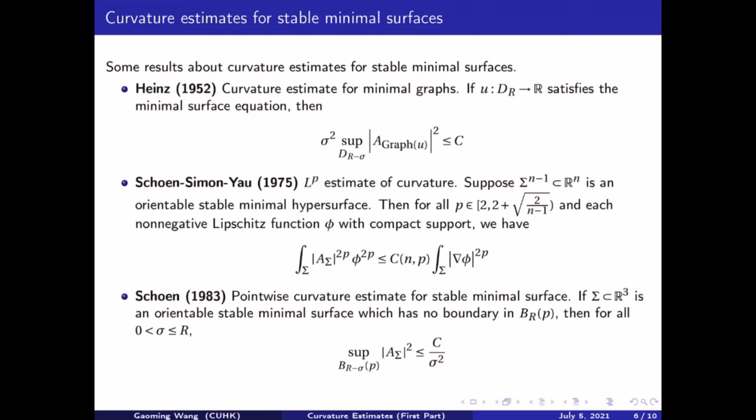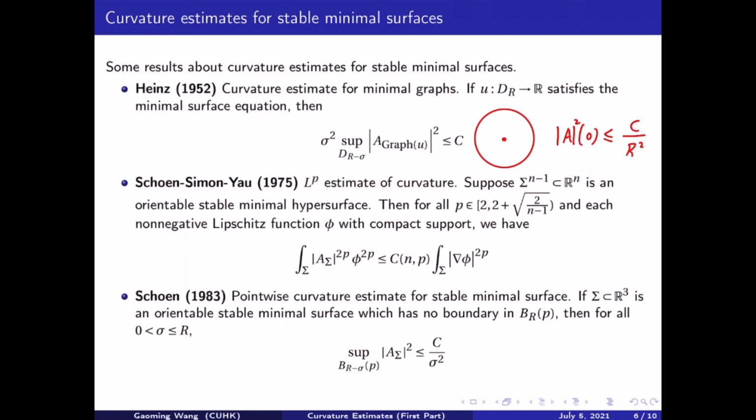For stable minimal surfaces, we list several curvature estimates as follows. The first one is due to Hahn. Hahn showed that one can get a curvature estimate for minimal graphs. Note that minimal graphs are a special case of stable minimal surfaces. This curvature estimate roughly says that if the minimal graph is defined in a disk D_r with radius r, the norm squared of the second fundamental form at the center of the disk can be controlled by C over r squared.